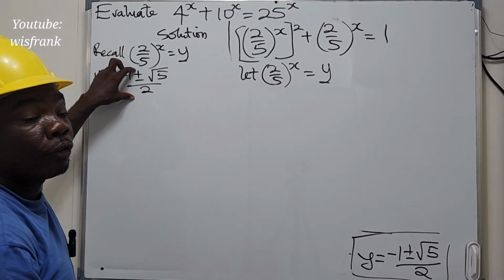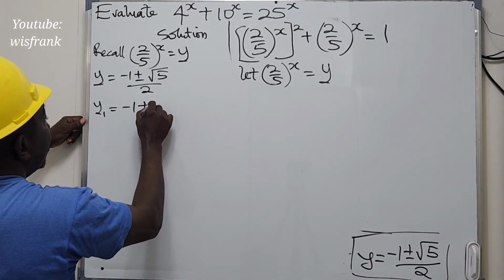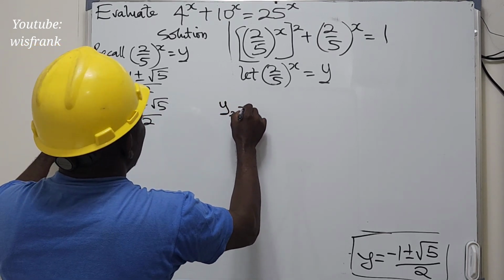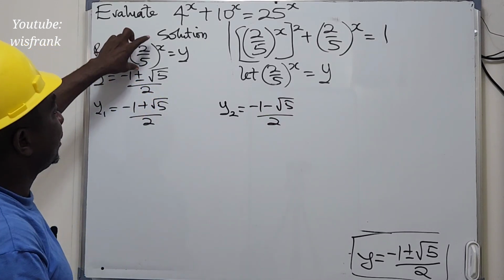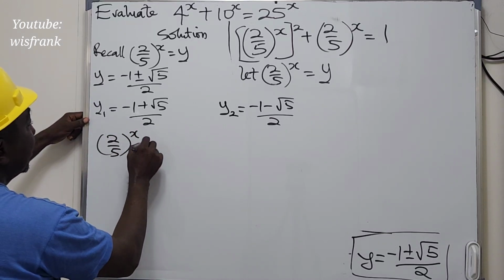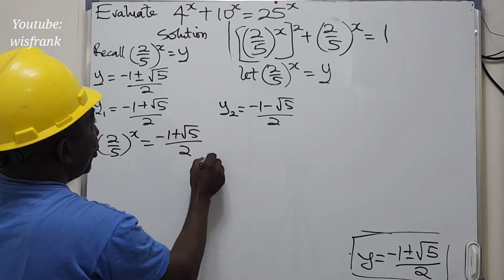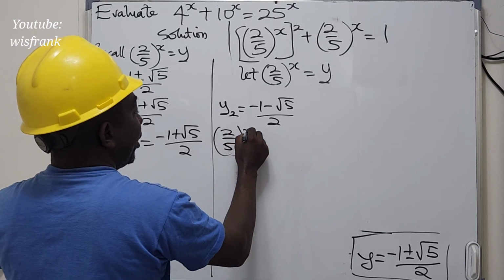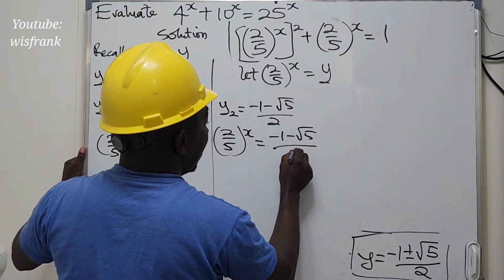From here, we have 2 solutions. y1 equals (-1 + root 5) all over 2, and y2 equals (-1 - root 5) all over 2. So bringing this, we have (2/5)^x equals y, which is (-1 + root 5) all over 2. On the other side, we have (2/5)^x equals y, where y is (-1 - root 5) all over 2.